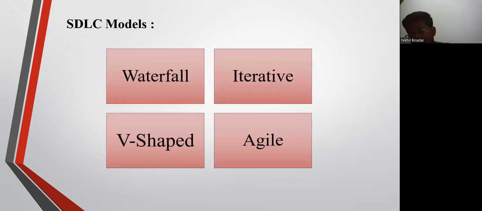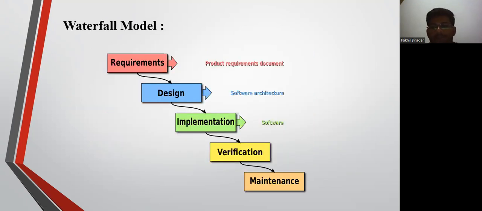After the phases, there are some SDLC models such as the waterfall model, iterative model, V-shaped and agile. We'll see four models today. Basically, waterfall is the oldest, simplest and most structured model. It consists of various stages with inputs and outputs.